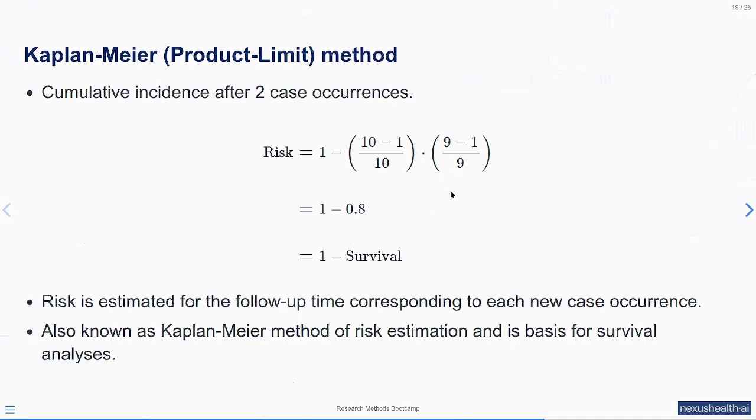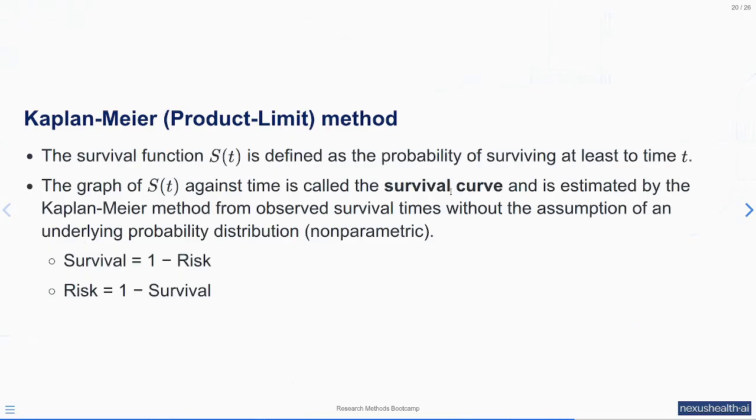So here you have the survival function, defined as the probability of surviving at least to time t. The graph against time is called the survival curve and is estimated by the Kaplan-Meier method from observed survival times without the assumption of an underlying probability distribution. So it's non-parametric. There is no assumption of an underlying probability distribution. And so these are the equations. So survival is basically the complement of risk, and risk is the complement of survival.